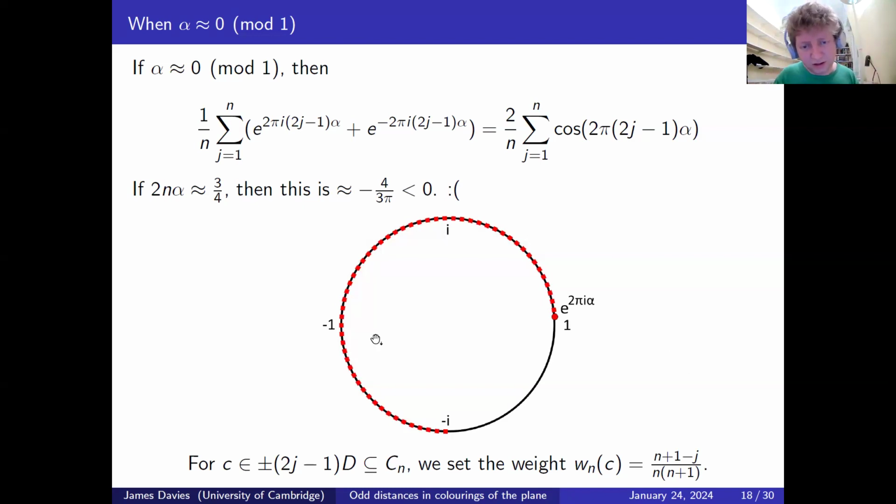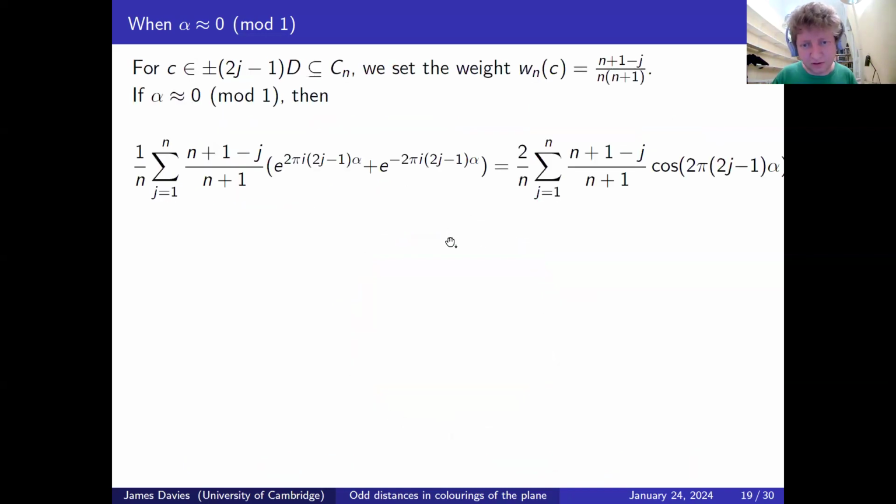So looking at this picture, at least in this case, this ends up being good, because although we're only getting positive contribution from a quarter of the circle, this is going to have higher weight since it is for smaller odd multiples. So we end up getting extra positive contribution out of this. And it turns out that this works out with this weight function.